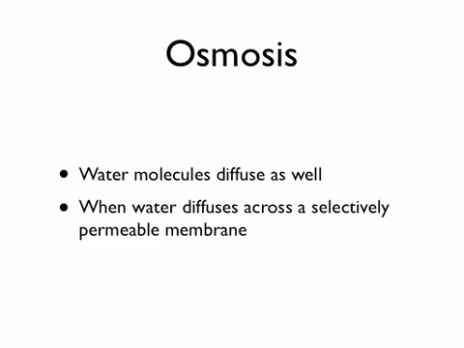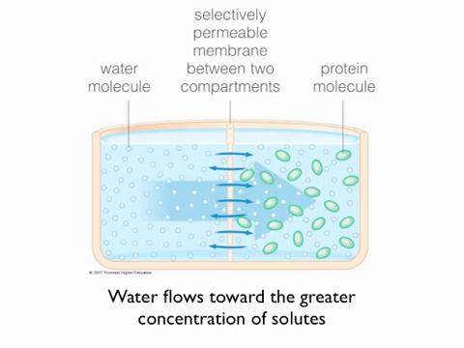Water molecules diffuse as well. When water molecules diffuse across a selectively permeable membrane, we call this osmosis. If you had a container of water that was divided into two compartments by a selectively permeable membrane, those water molecules would be moving across the membrane all the time. If one side of the container contained a protein molecule, the water molecule would be drawn to the protein molecule, and the water would tend to flow toward the greater concentration of those solutes.